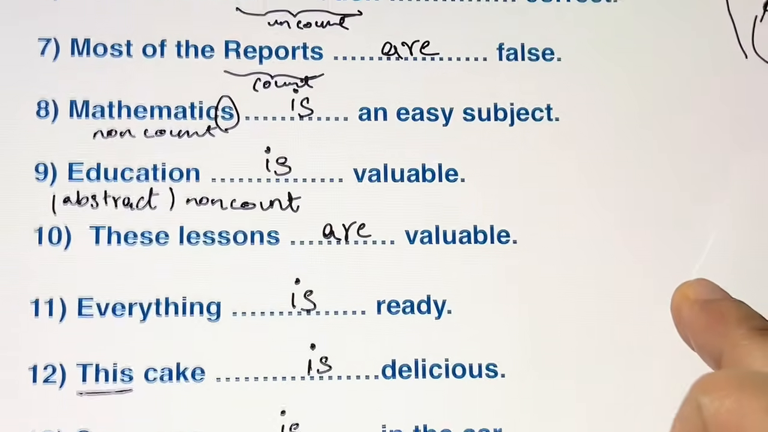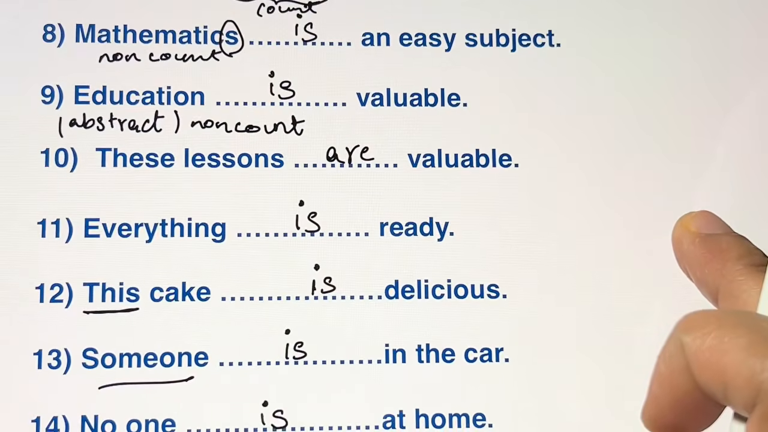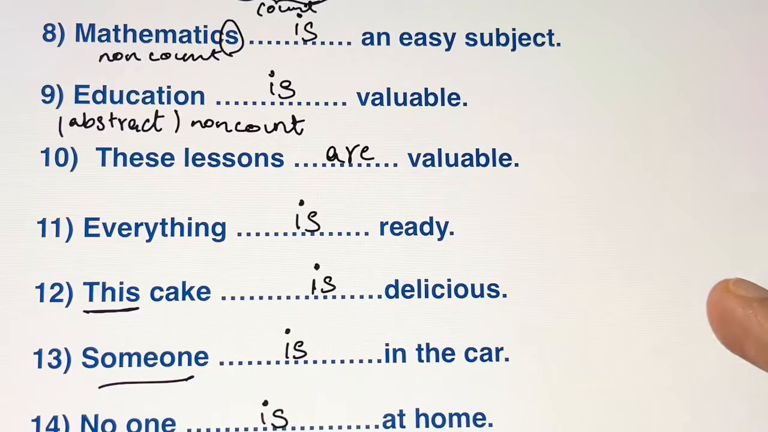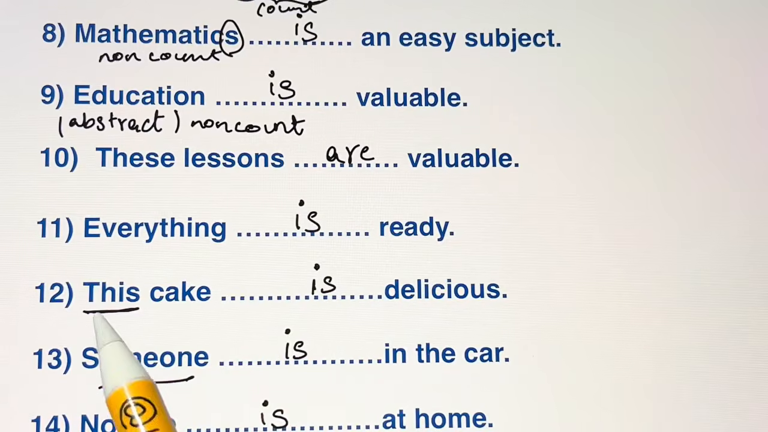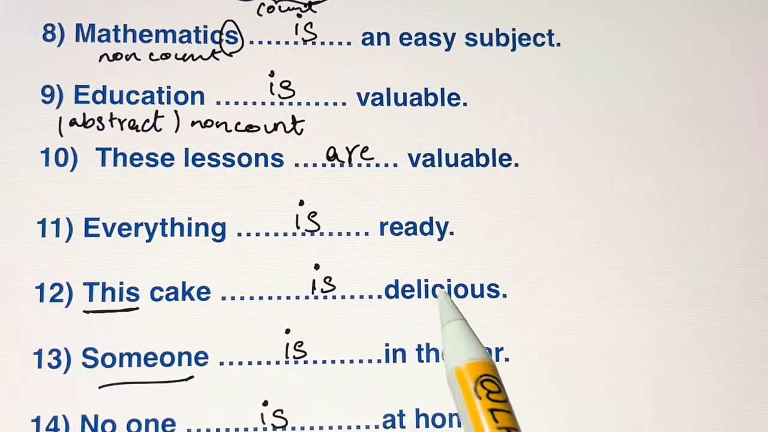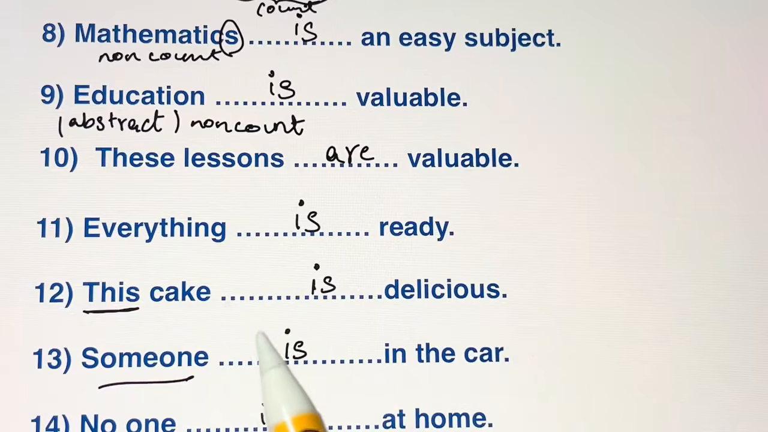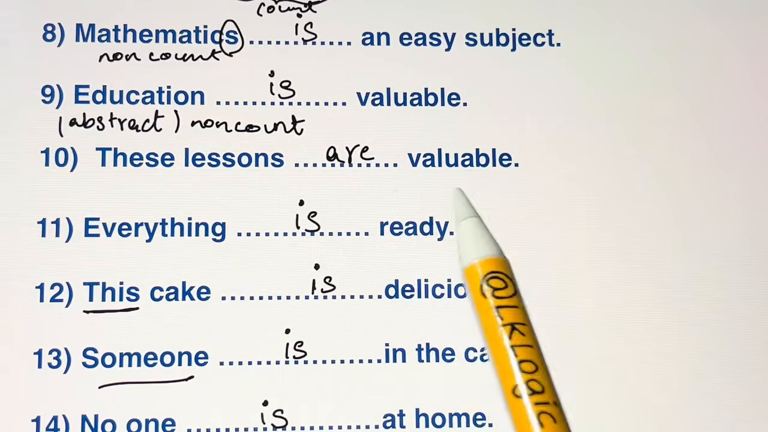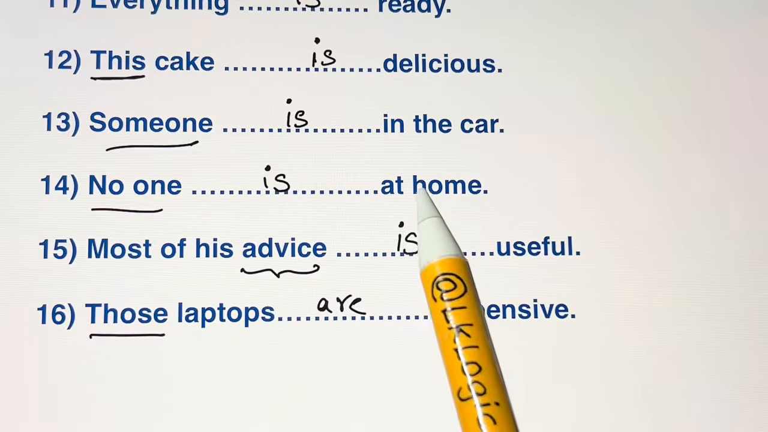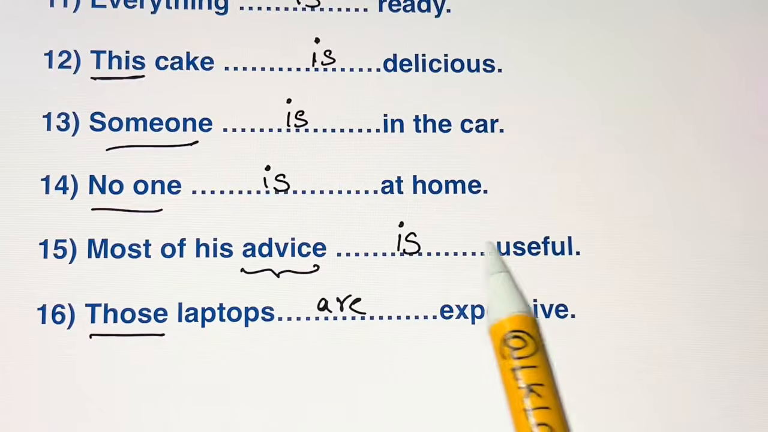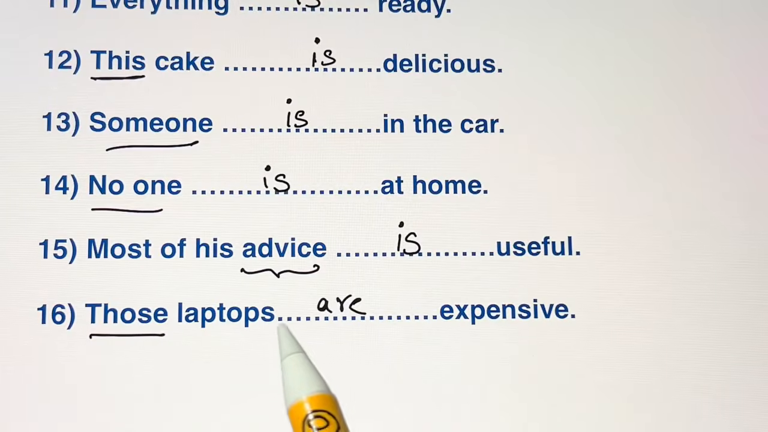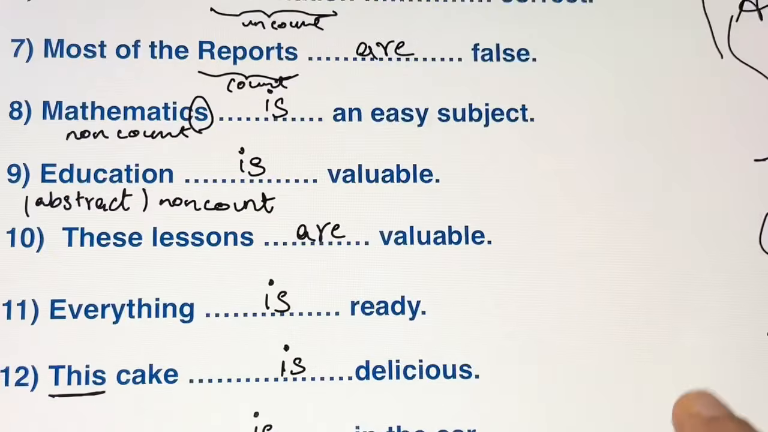Are you getting how we are putting was or were instead of is or are? Because that is in past tense. This cake was delicious. Everything was ready. These lessons were valuable. No one was at home. Most of his advice was useful. Those laptops were expensive.